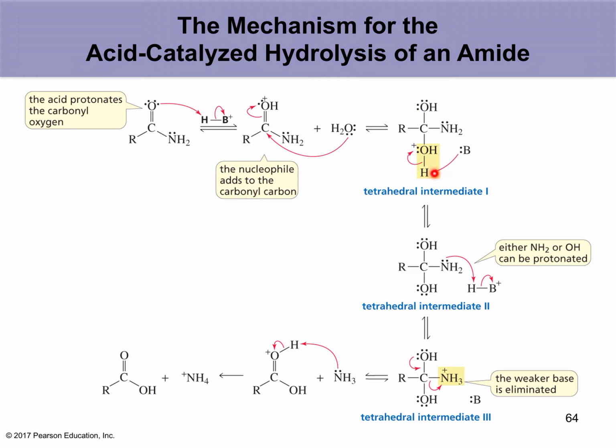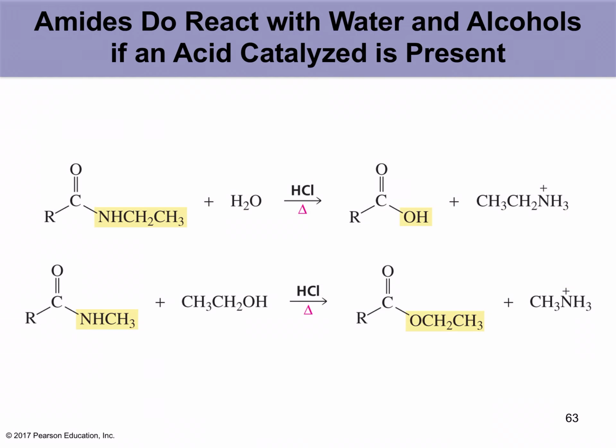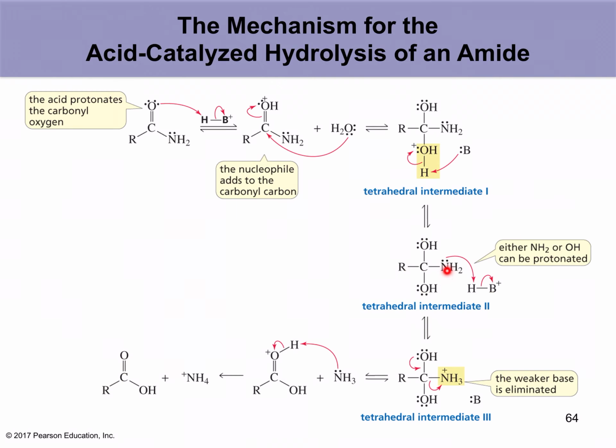And then the water still has the extra hydrogen, and a base will remove it, and we have a neutral molecule. Once you get to the tetrahedral intermediate, you have 2 oxygens and the nitrogen. Any of these, oxygen or nitrogen, can be protonated. If oxygen gets protonated, we are going back to the starting material. But what we want is to move forward. So we're going to protonate what we want to lose, which is the amine group. NH2OH can be protonated, but we protonate the amine group.